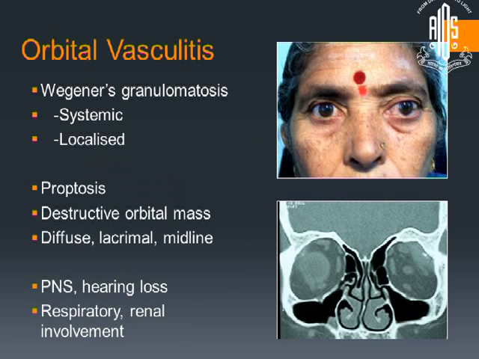Wegener's may be systemic or localized, and in the orbit, it is very often localized. If it is localized, the prognosis is better. There may be proptosis, there may be a destructive orbital mass. A midline lesion is more likely to be destructive, whereas a lacrimal one is more likely to be isolated. There may be a sinonasal disease, there may be hearing loss and other respiratory and renal involvement.